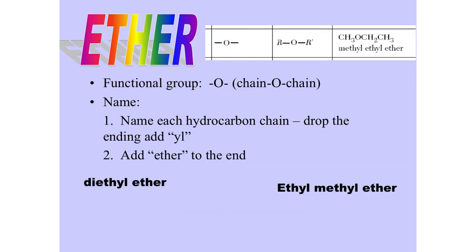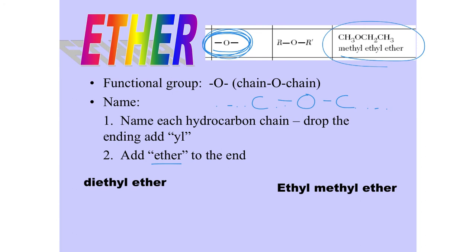All right, ethers have a single bond O in the middle of the carbon chain. So they kind of break up the carbon chain. So we'll have a couple of C's, O, a couple more C's. In order to name them, we follow this example, methyl ethyl ether. So you name them both as branches and then add the word ether to the end.